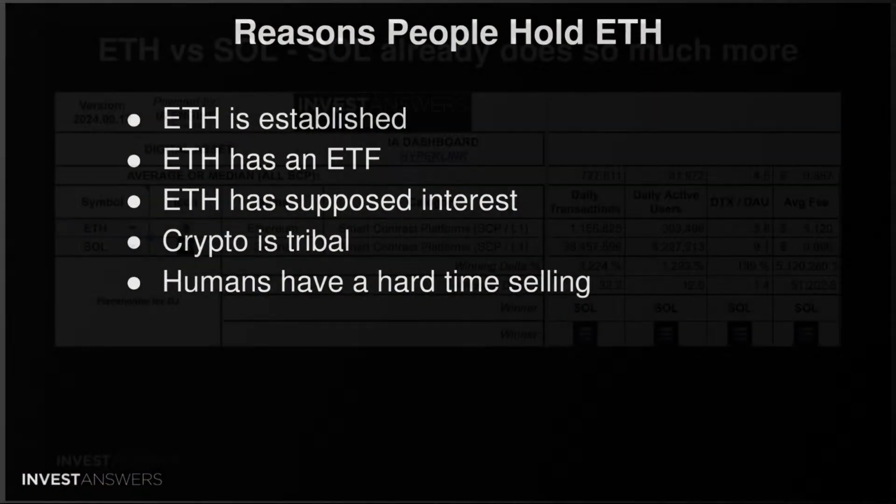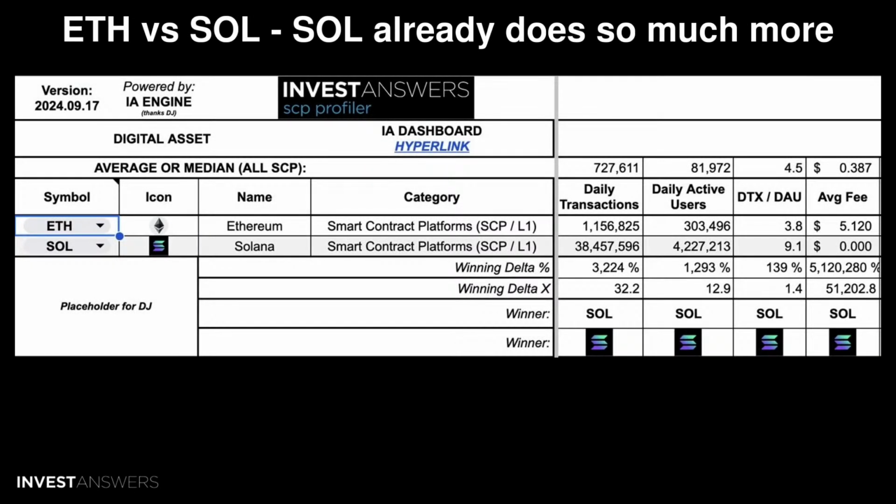Now let's compare ETH to Sol. Solana does so much more. It does 3,200% more transactions. It has 1,300% more daily active users. The users do a lot more on the chain. The fees are 5 million% cheaper. 5 million%. You can't make that stuff up. It's kind of crazy out there.